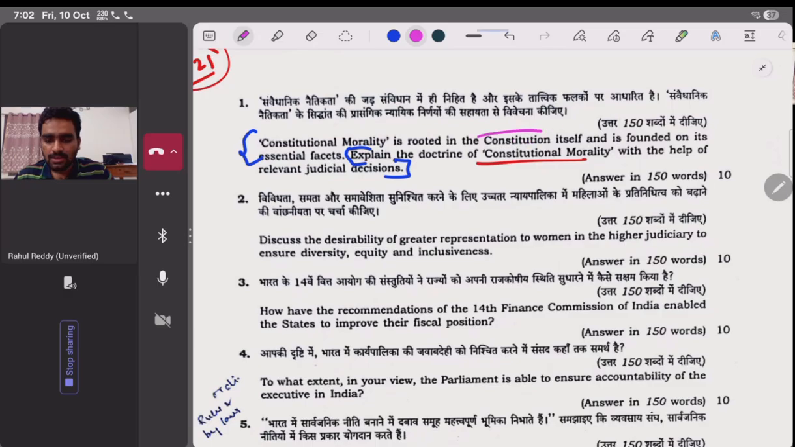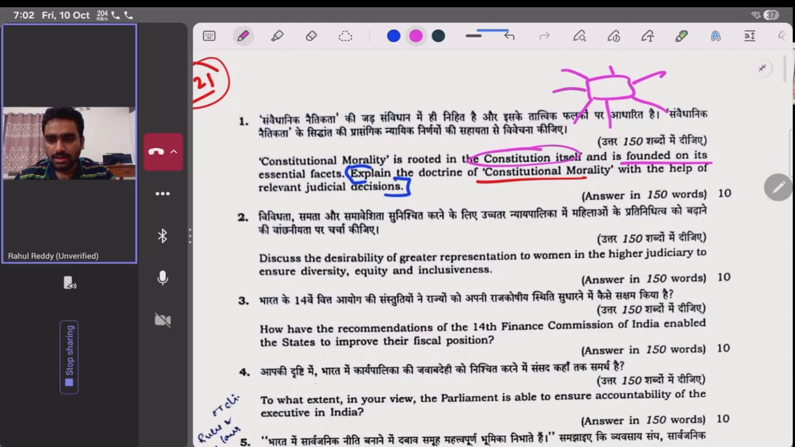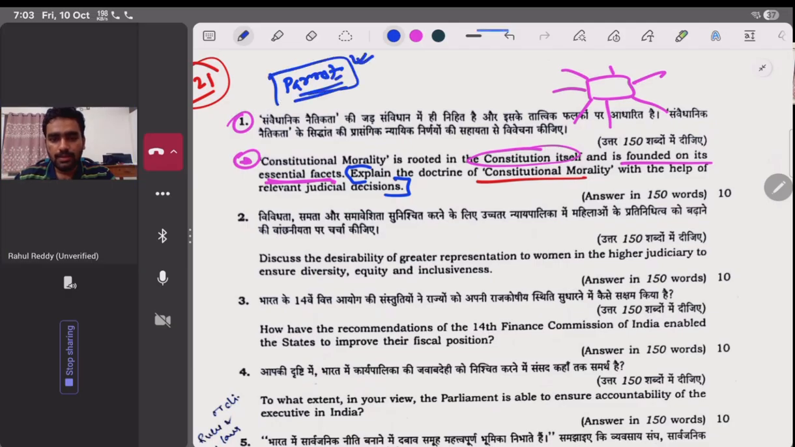Constitutional morality is rooted in the constitution itself and is founded on its essential facets. Although you have mentioned many points, you have not connected them with that question's point of view. You have to parrot in your answer. Do you know what parroting is? Parroting means the same word that has been used by someone, you have to use the same thing. You have to do parroting here. I think that will show we are very close to the question's demand.